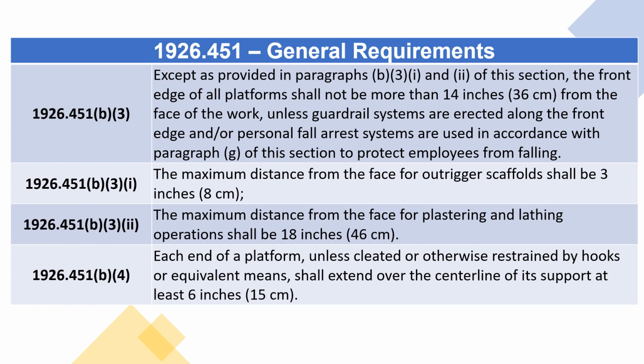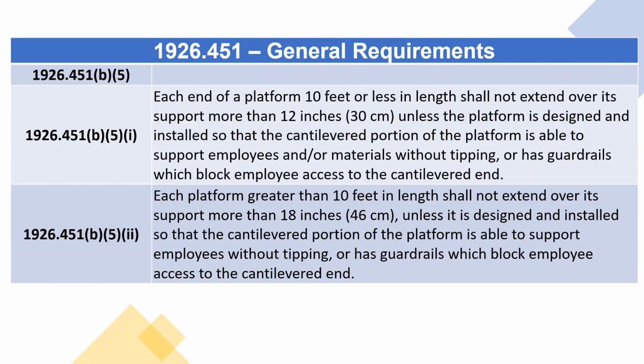1926.451(b)(4), each end of a platform, unless cleated or otherwise restrained by hooks or equivalent means, shall extend over the centerline of its support at least 6 inches (15 centimeters). 1926.451(b)(5)(i), each end of a platform 10 feet or less in length shall not extend over its support more than 12 inches (30 centimeters) unless the platform is designed and installed so that the cantilevered portion of the platform is able to support employees and/or materials without tipping, or has guardrails which block employee access to the cantilevered end.